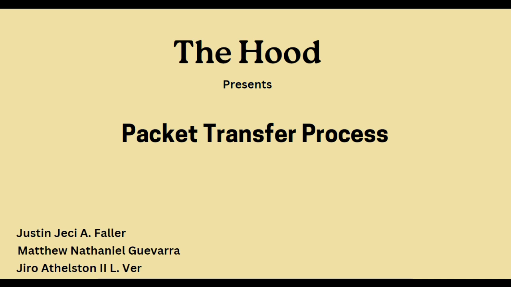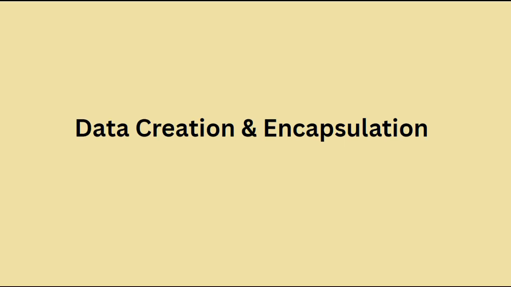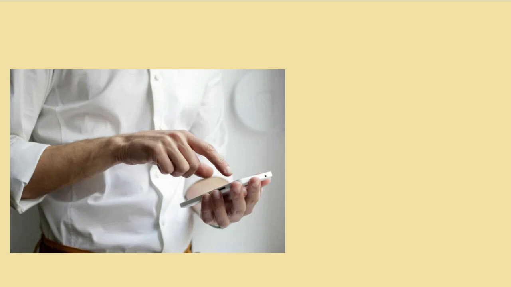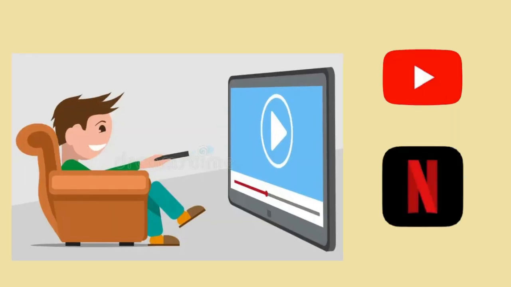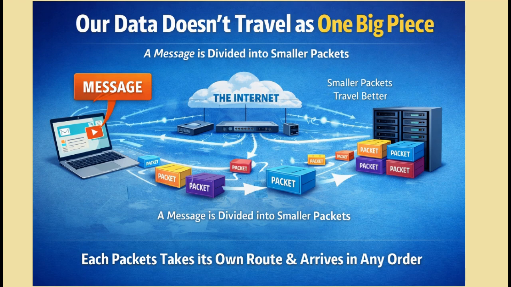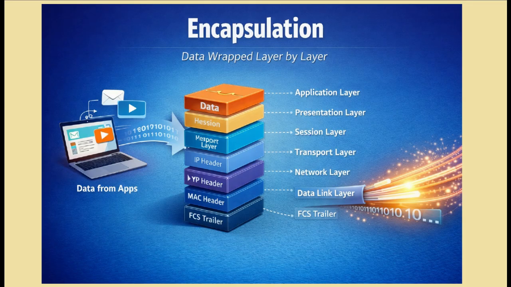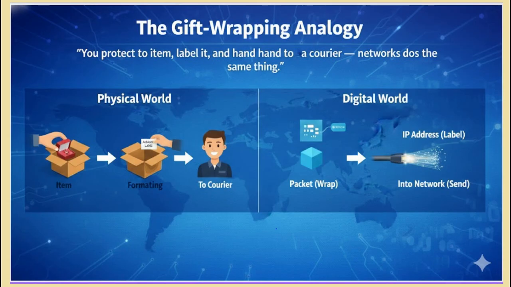Let's talk about the data creation and encapsulation. Every time we send a message, watch a video, or open a website, our data doesn't travel as one big piece. Instead, it goes through a process called encapsulation, where data is wrapped layer by layer. A simple way to understand this is the gift wrapping analogy. You protect the item, label it, and hand it to a courier. Networks do the same thing.